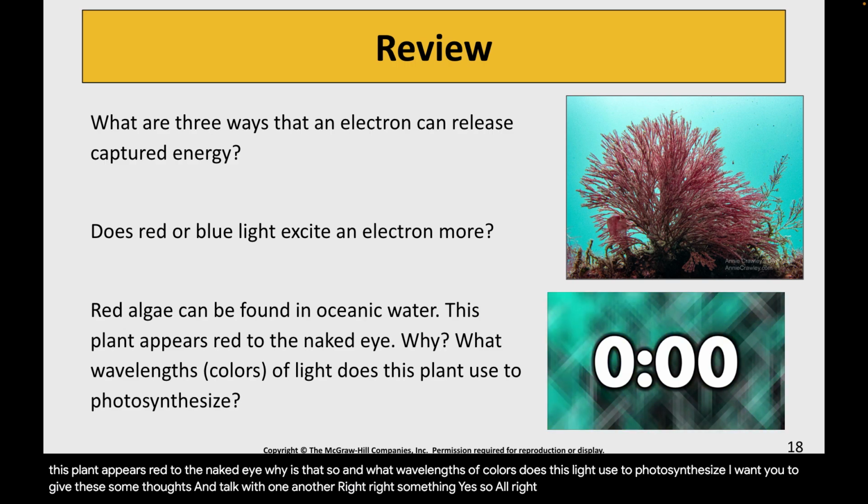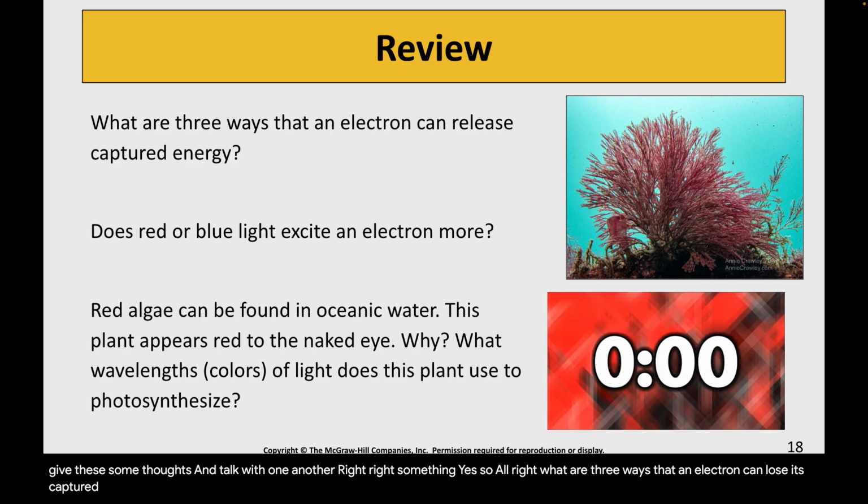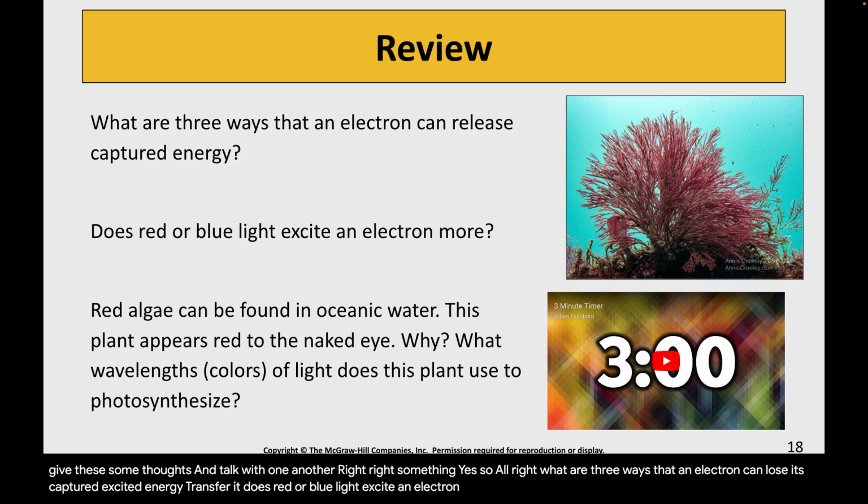All right. What are 3 ways that an electron can lose its captured excited energy? Heat, light, or transfer it. Yes, so heat, light, or transfer it. Does red or blue light excite an electron more? Blue. Why is that? Because the waves are shorter and it's brighter. Yeah, shorter wavelengths. Shorter wavelengths have more energy.